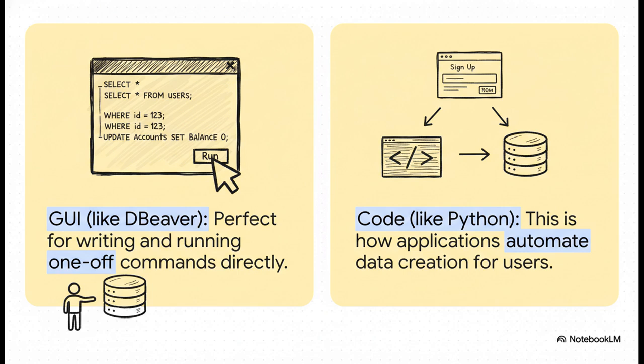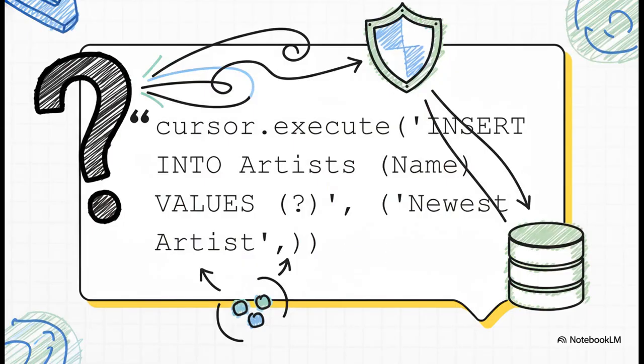But on the right is how an application does it. When you sign up for a website, you're not typing SQL. The application's code, written in a language like Python, is building and running that insert statement for you automatically in the background. And here's just a little peek at what that can look like in Python. See that question mark? That's a placeholder. It's super important. Instead of just sticking the user's data right into the command string, we pass it in separately as what's called a tuple. This technique is called a parameterized query, and it's the professional, secure way to do things. It protects the database from a really common type of attack called SQL injection.